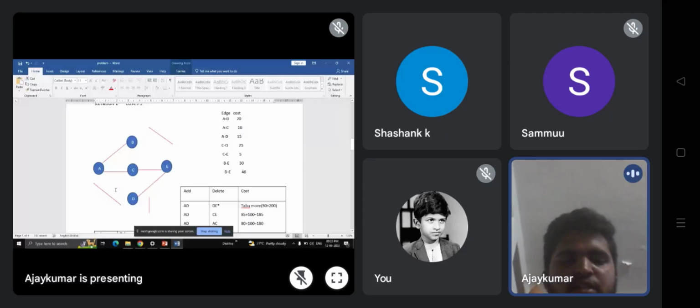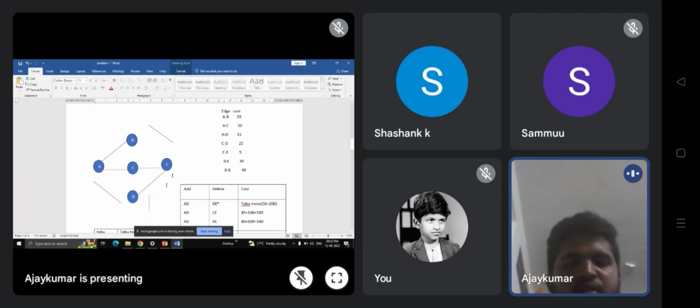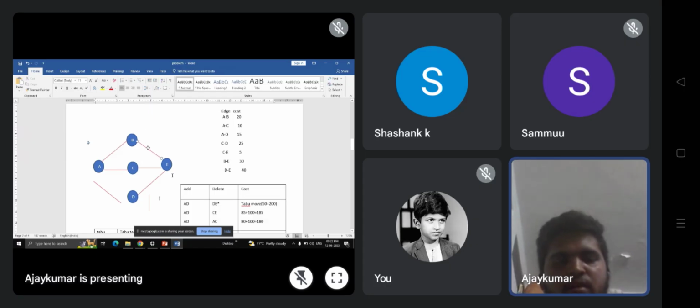Now this is the solution with 75 as I calculated previously. It is obtained by adding DE and deleting AD. Now we want to create the candidate solutions for this. There are 3 restricted edges: AB, CD, and AD. Adding AB, adding AD, adding CD.